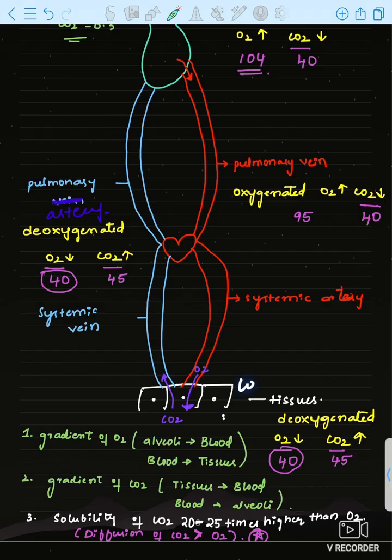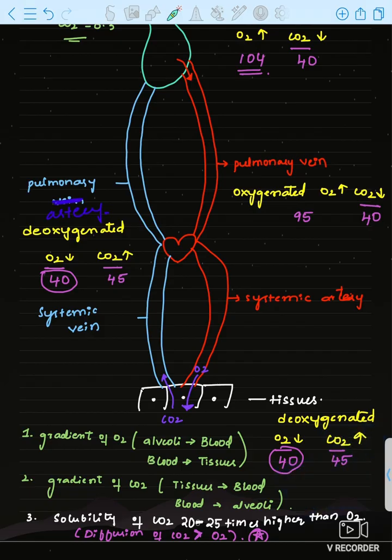In tissues what happens? CO2 will be more because O2 will be utilized and CO2 is produced. If CO2 is more, then I told the highest value of CO2 will be 45 and here O2 will be less. O2 value is less, which means 40.